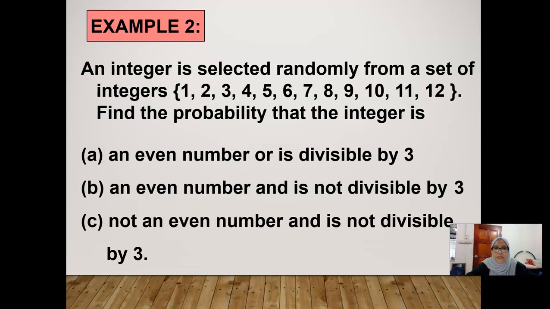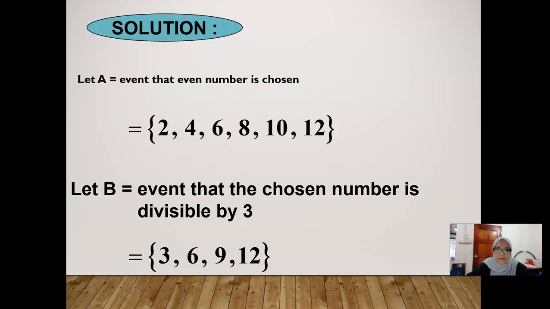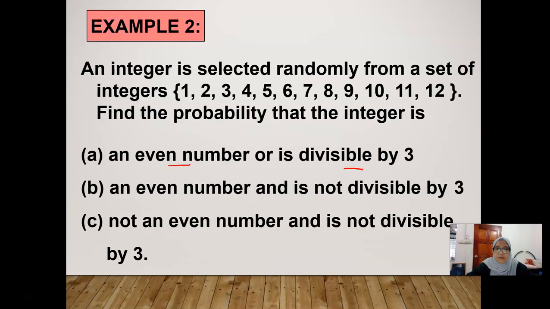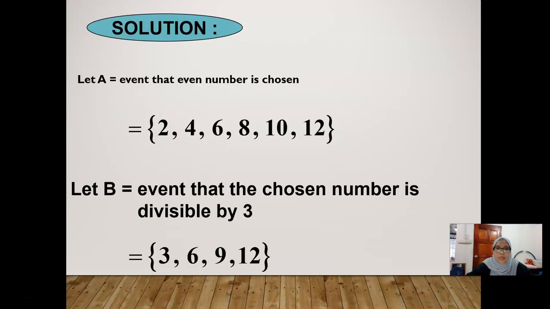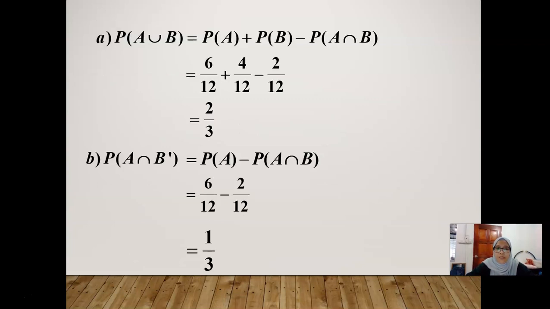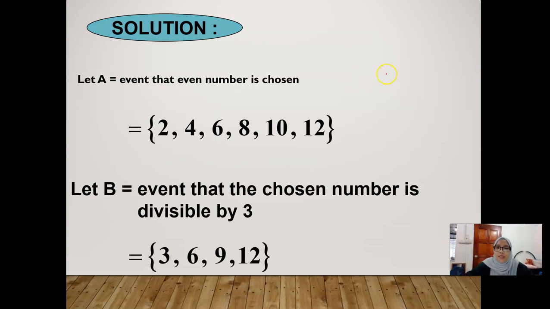Okay, example number 2. An integer is selected randomly from a set of integers. Find the probability that the integer is an even number or divisible by 3. Even number or divisible by 3. Okay. Let A be the event that an even number is chosen. Our numbers are 1 to 12. Okay, A is even number, B is divisible by 3. Okay, so the probability of P(A) equals to 6 over 12, okay? And then P(B) equals to 4 over 12.